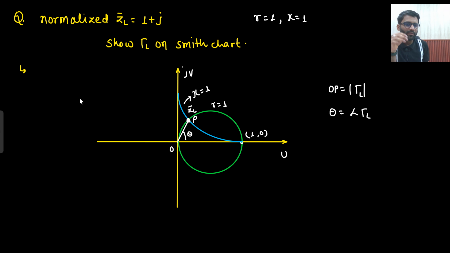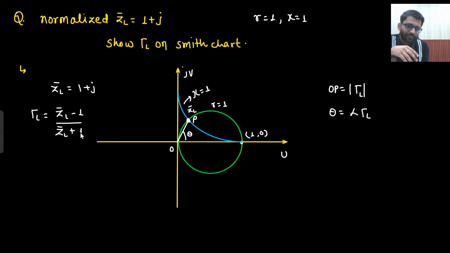If they have made this diagram, you will get to know that your ZL dash is 1 plus J. Now can I find my gamma L? I know that this theta is the angle of gamma L. So can I find the gamma L? Yes, I remember the formula: ZL dash minus 1 upon ZL dash plus 1. So 1 plus J minus 1 upon 1 plus J plus 1. So what am I getting? J upon 2 plus J. This is your gamma L.